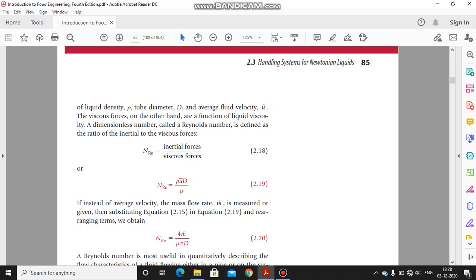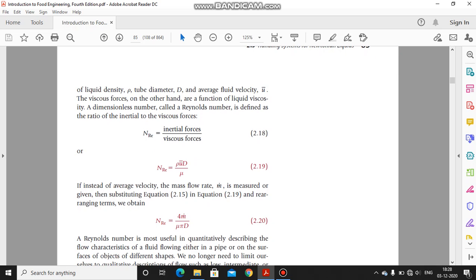So inertia forces are a function of density, diameter and velocity. So you can write Reynolds number equals rho V d over mu, where viscous forces are a function of mu, that is the viscosity of the fluid. Now you can replace this average velocity with the mass flow rate of the fluid, and the Reynolds number will become 4 times mass flow rate of the fluid divided by mu pi d. These conversions we have discussed in the previous section.